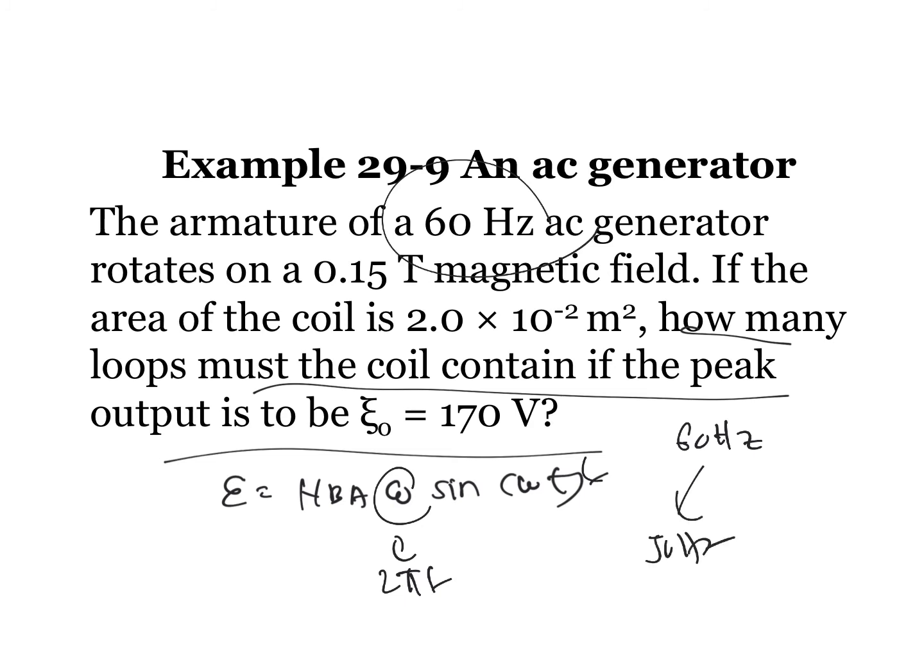What does frequency mean? Frequency is basically the number of cycles in 1 second. So the answer for this question, you are supposed to get 150 turns. Let's move to the next one.